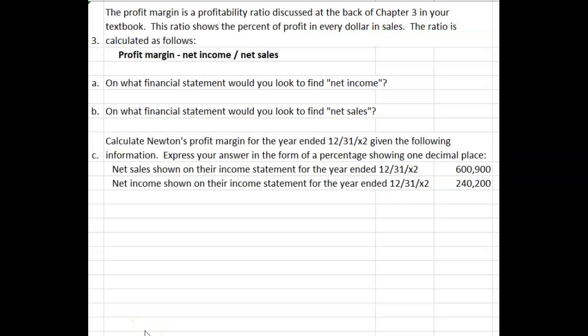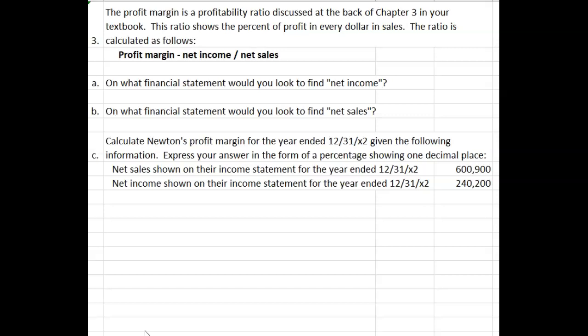Hi everybody. In the previous video we talked about the debt ratio. In this video we'll talk about the profit margin ratio. The profit margin is a profitability ratio discussed at the back of Chapter 3 in your textbook. This ratio shows the percent of profit in every dollar of sales. The ratio is calculated as follows: net income divided by net sales.